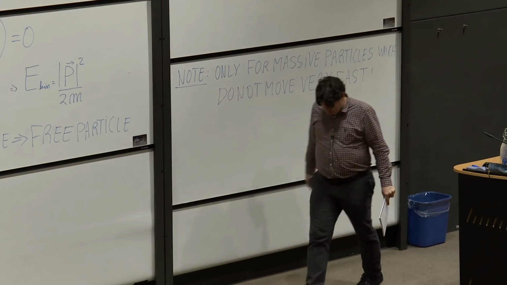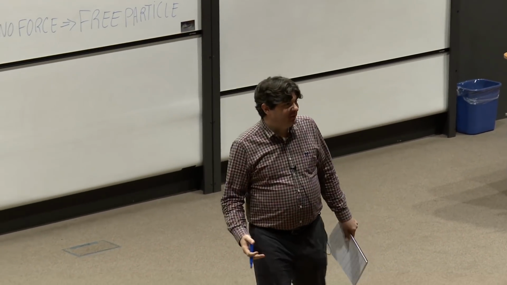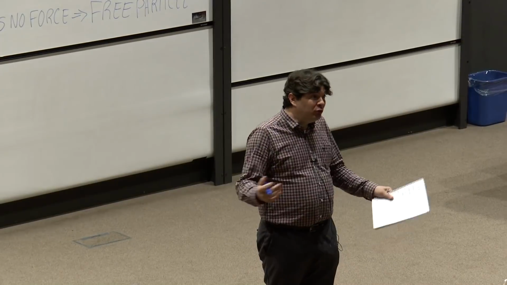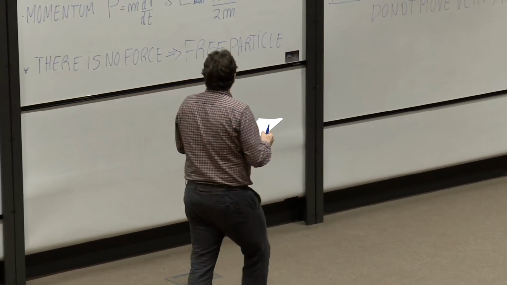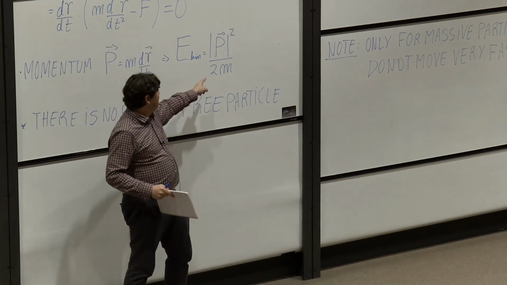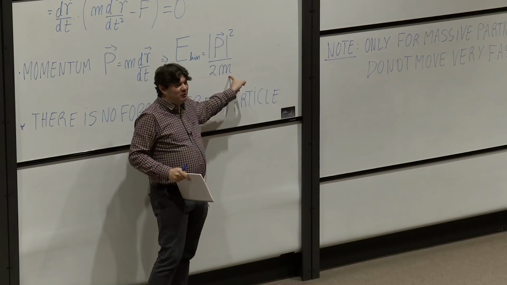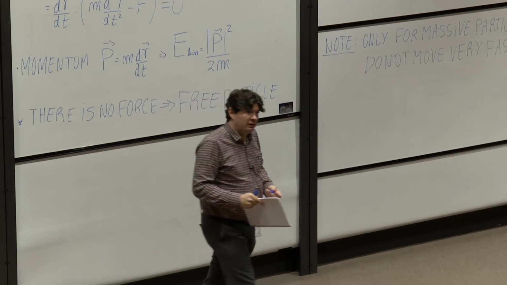As we will see, it happens actually that in nature there are massless particles, and there are also particles that move at a speed very close to the speed of light, and for these particles, these kind of formulas don't actually work, okay? You can already see a problem here of what do you do with this if the particle is massless. We will come back to that later.